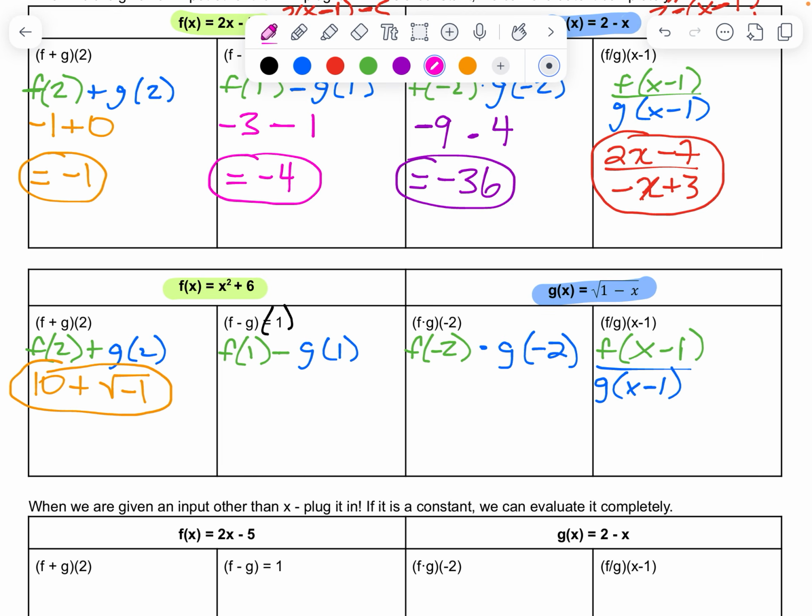Next up, we'll go ahead with f minus g of 1. So f of 1, 1 squared is 1, and 1 plus 6 is 7. Minus, oh, yeah, we're good. And then g of 1, well, if I take 1 and plug it into the g function, the square root of 1 minus 1 would be 0. Square root of 0 would just be 0. And that leaves me with a 7 for that. Fantastic.